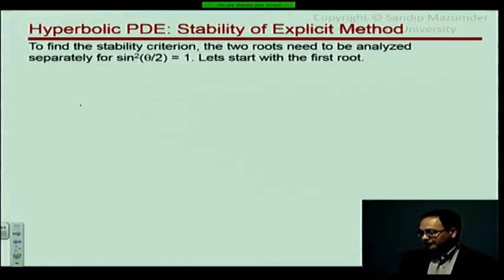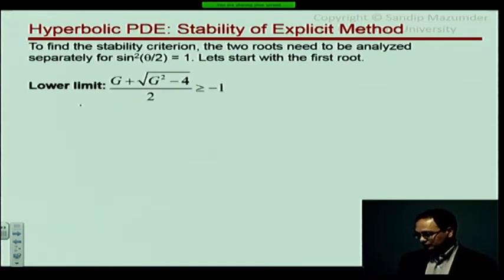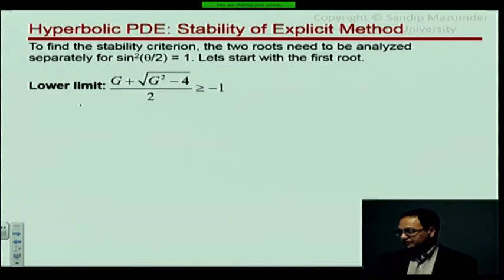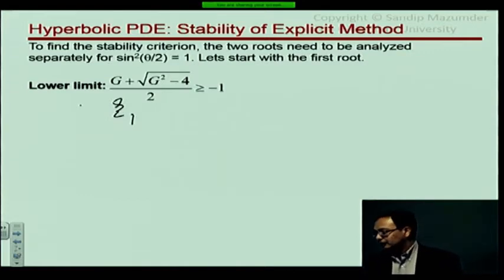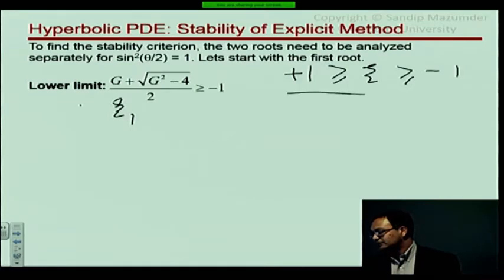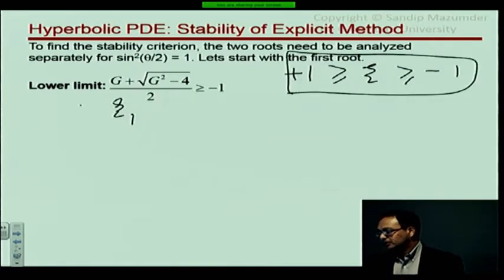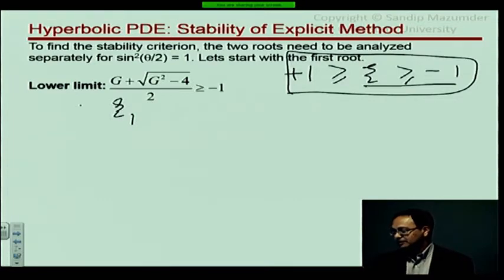And we start with the first root. So first root is this one, xi 1. Okay, this was our xi 1. And the criteria for stability, remember, is that xi must be greater than or equal to minus 1, and less than or equal to plus 1. This is our criterion for stability. So we are starting with this lower limit first, applying that to xi 1.